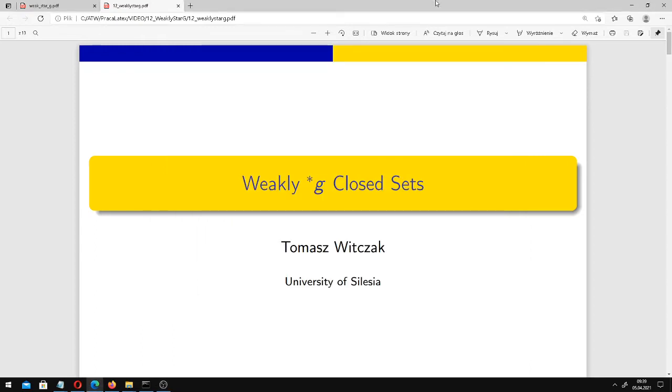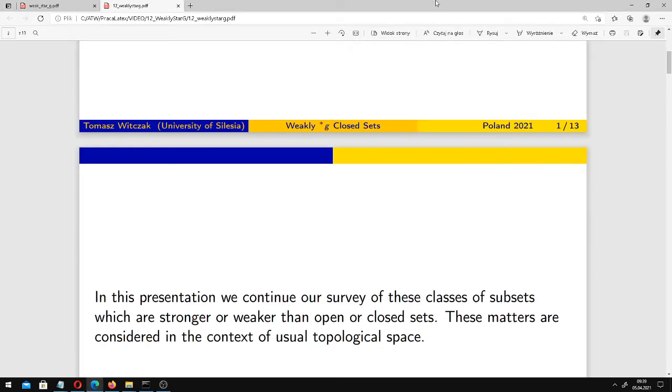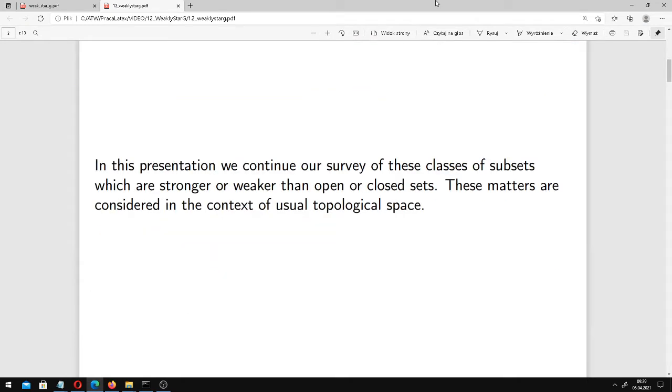Weakly star-G closed sets. In this presentation we continue our survey of these classes of subsets which are stronger or weaker than open or closed sets. These matters are considered in the context of usual topological space. Hence we assume that the empty set and the whole universe are open, and we have closure under finite intersections and under arbitrary unions.